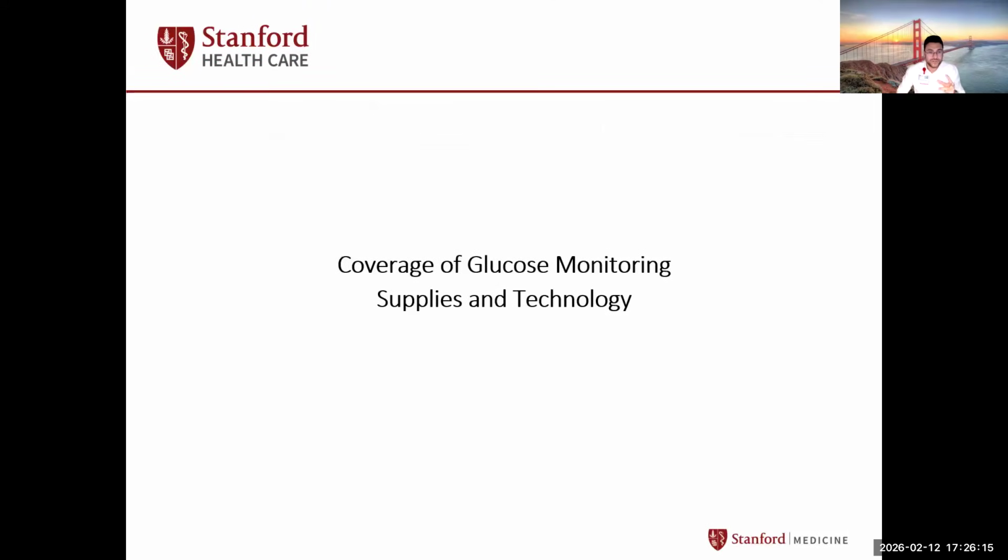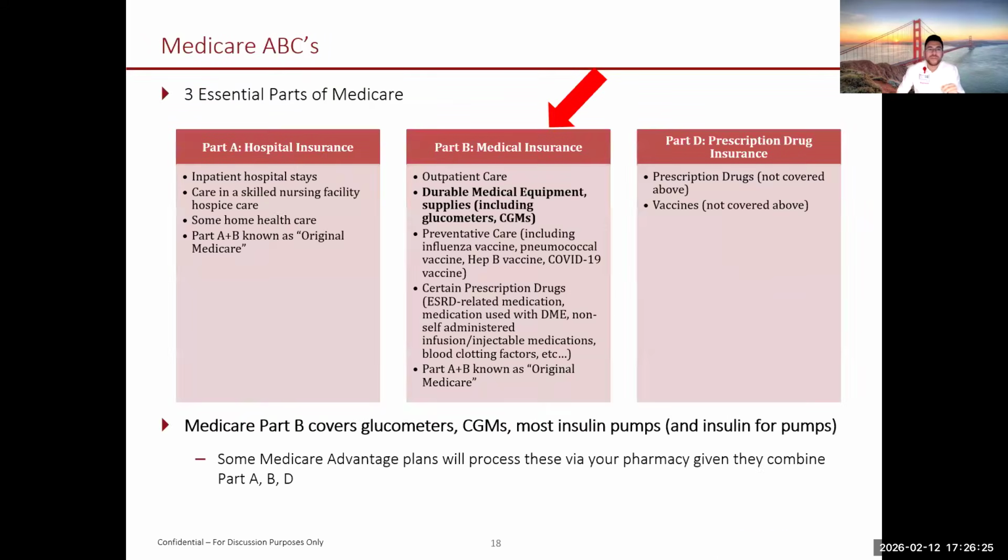Let's switch gears for a second and cover Part B before we get too lost in the weeds on Part D and talk about the coverage of glucose monitoring supplies and certain technologies. If we go back to our Medicare ABCs, recall that under Part B, we have our durable medical equipment benefit. Glucometers, which are like finger stick glucose meters, and continuous glucose meters, the CGMs, the sensors that are worn on the arm, those are all considered durable medical equipment. They are all covered by Part B when you think about Medicare.